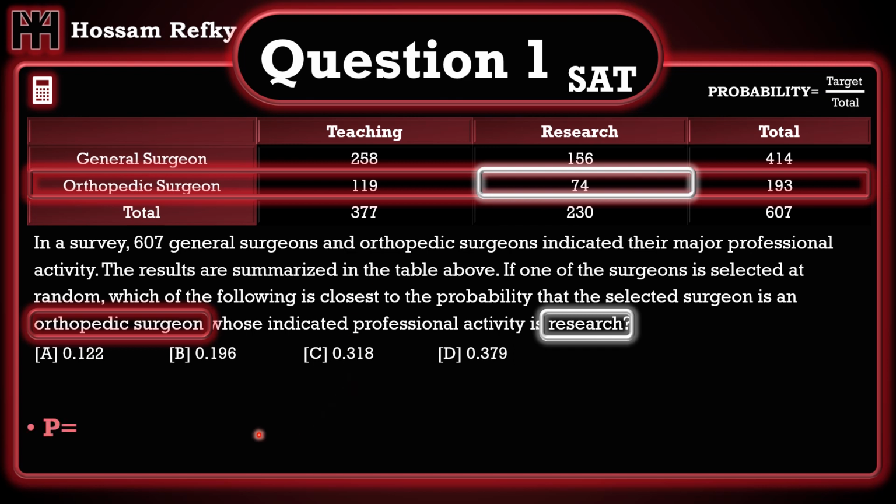The target is here, 74, over the total, which is 607. So the answer is 0.121911. Which of those is closest to this one? This here, 0.122.